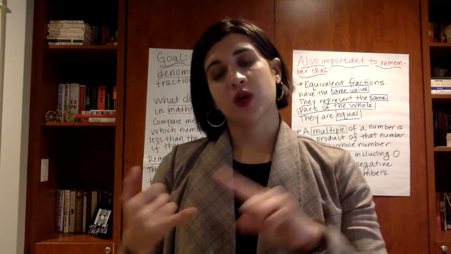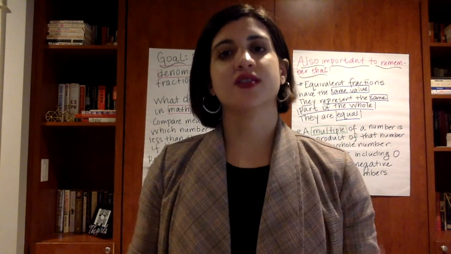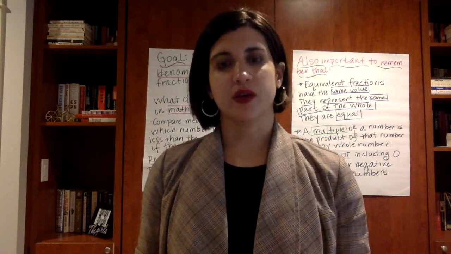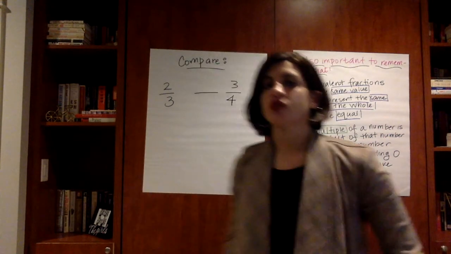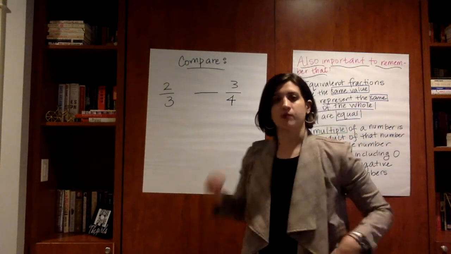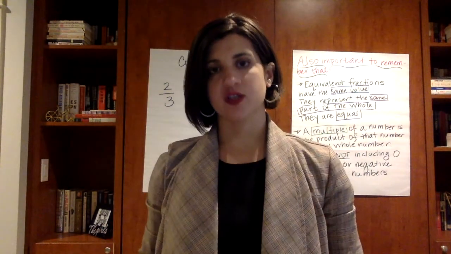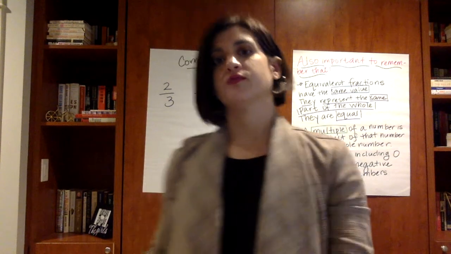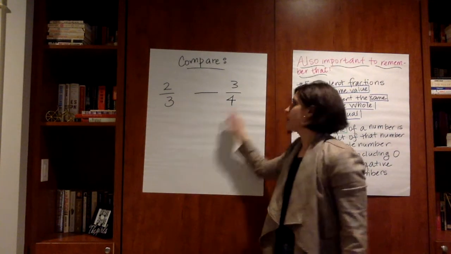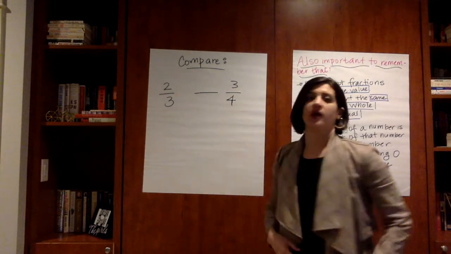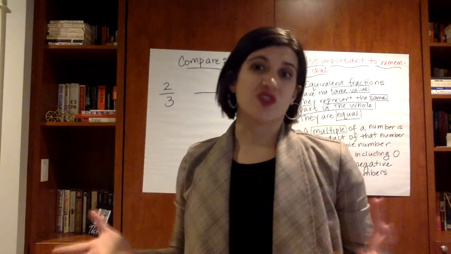Now that we've reviewed what compare means and we've gone over what strategy we're using, let's figure out the steps we need to take in order to compare these fractions. Today I'm going to compare 2/3 and 3/4. And remember, the strategy we're using is to find the common denominator of these fractions to then compare them. As you can tell, 2/3 has a denominator of 3 and 3/4 has a denominator of 4. Therefore, they do not have the same denominator. So I need to find it.